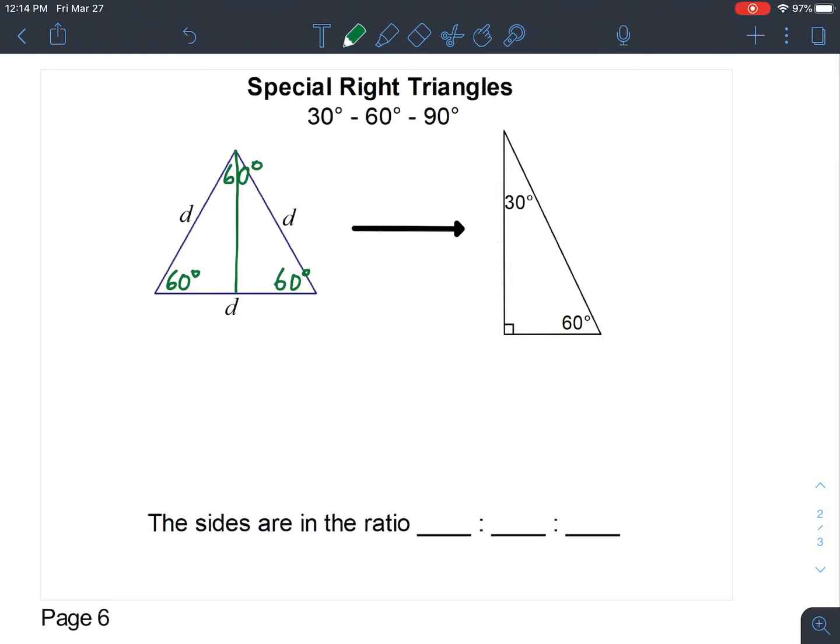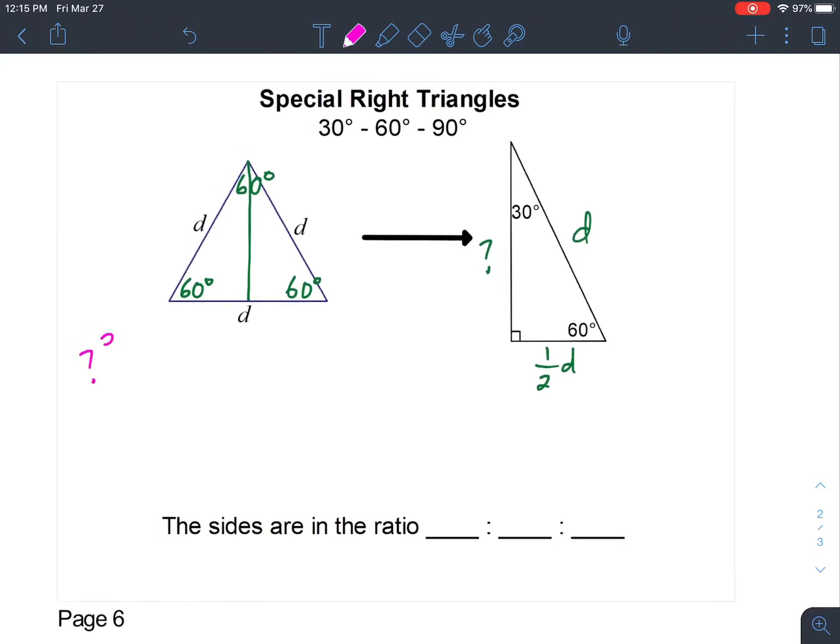Now if we had d on the bottom, we've just cut that in half. So now the bottom is 1/2 d. This side here is d. And now we need to use the Pythagorean theorem to find what that missing side is. So we're going to do question mark squared plus 1/2 d quantity squared equals d squared.